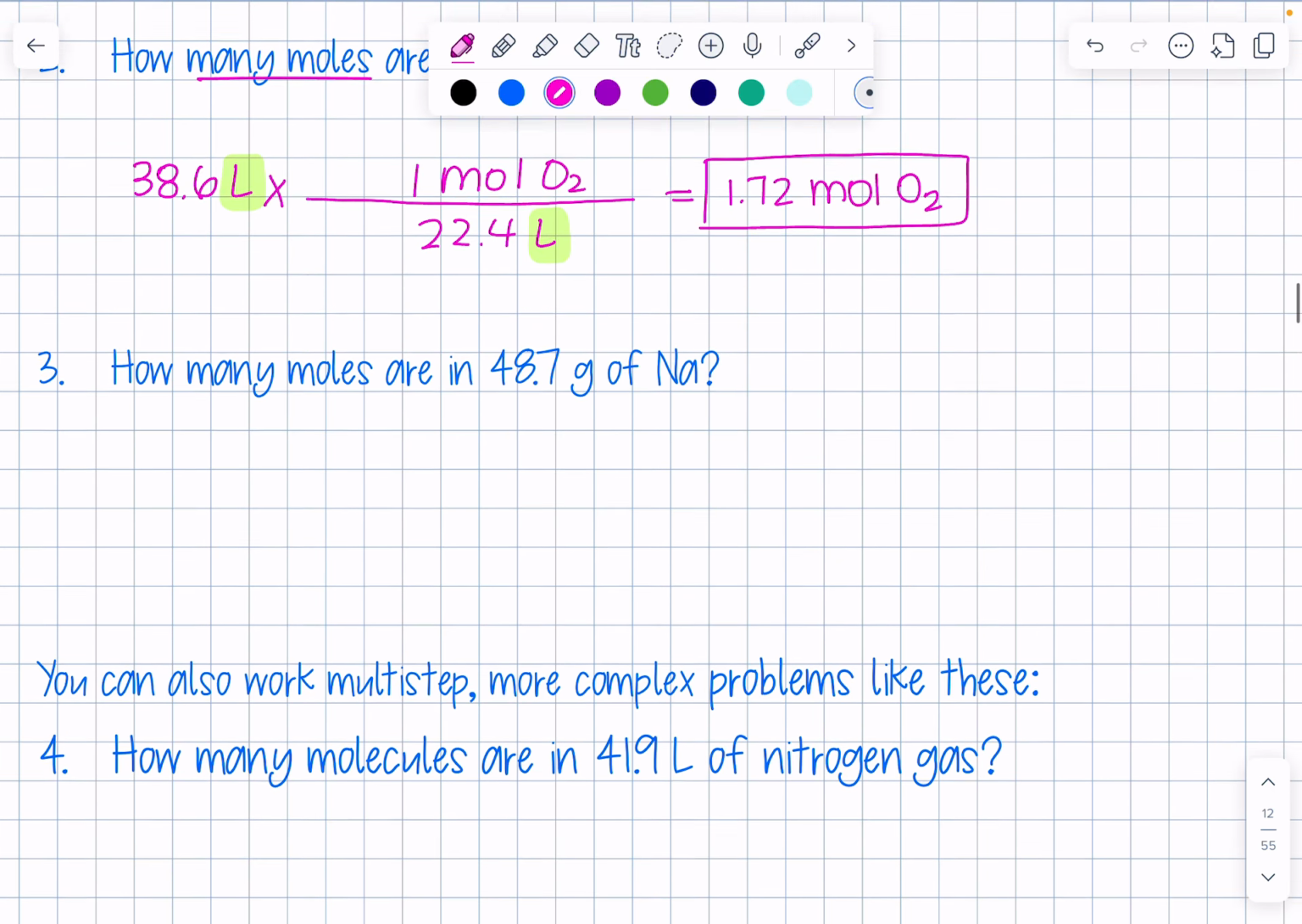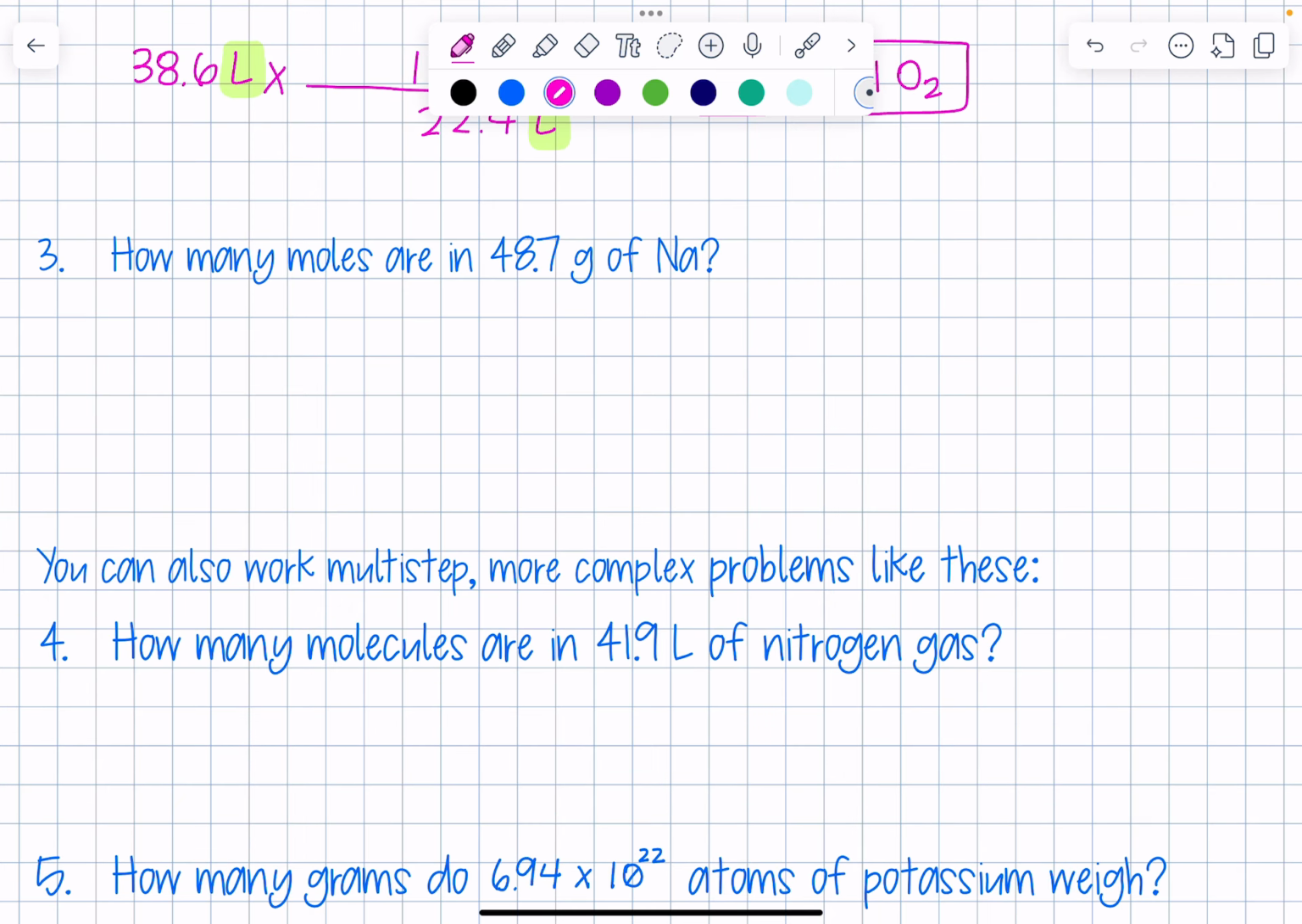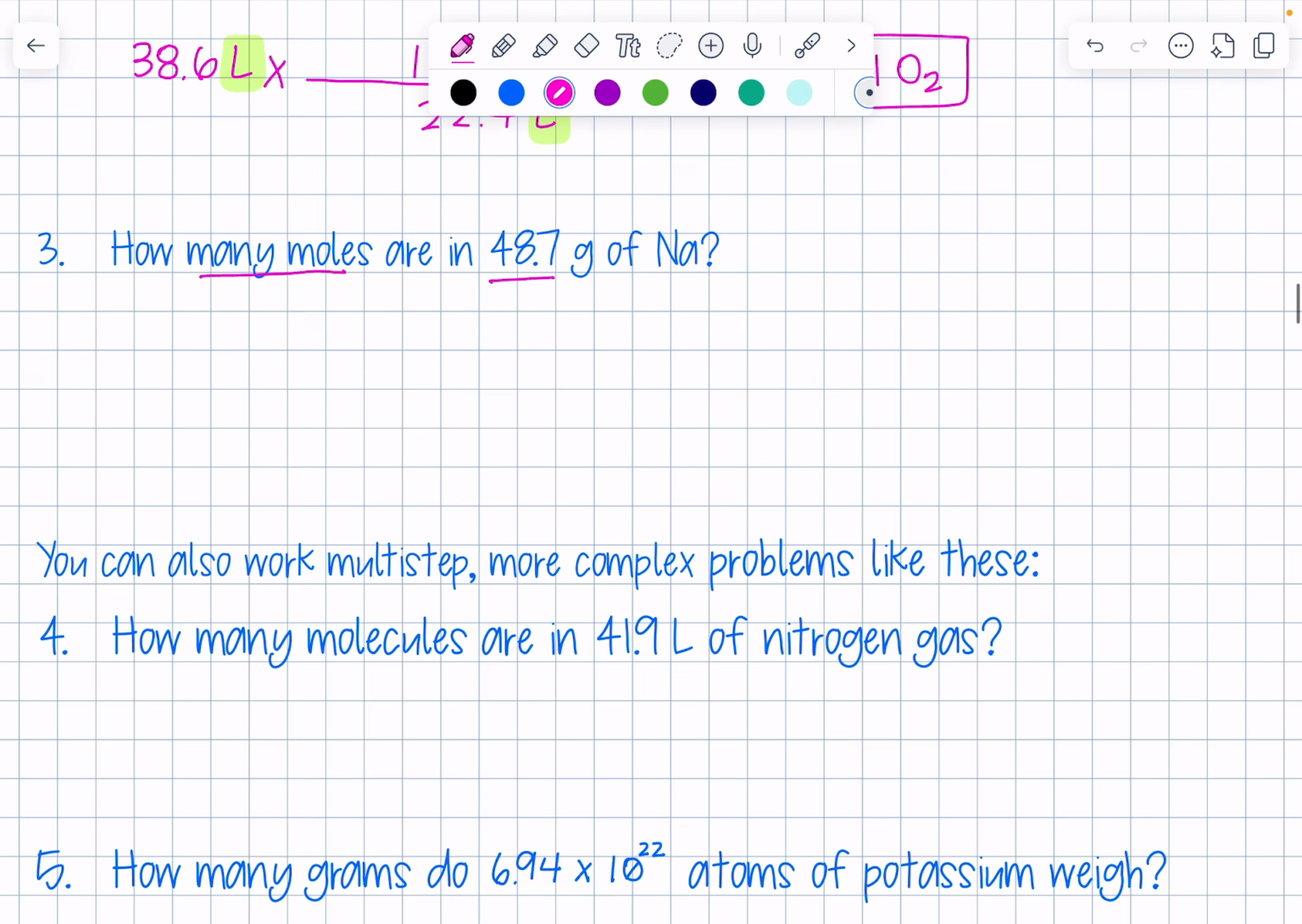And now the final question for the third type: how many moles are in 48.7 grams of sodium? If you are not familiar with how to calculate the molar mass, I've done this just for an element, but I'm going to put a link up in the cards right here for my video on calculating molar mass if you need help with that. But you're going to have to be able to get your molar mass. So in this case, it's sodium. I've got 48.7 grams of sodium.